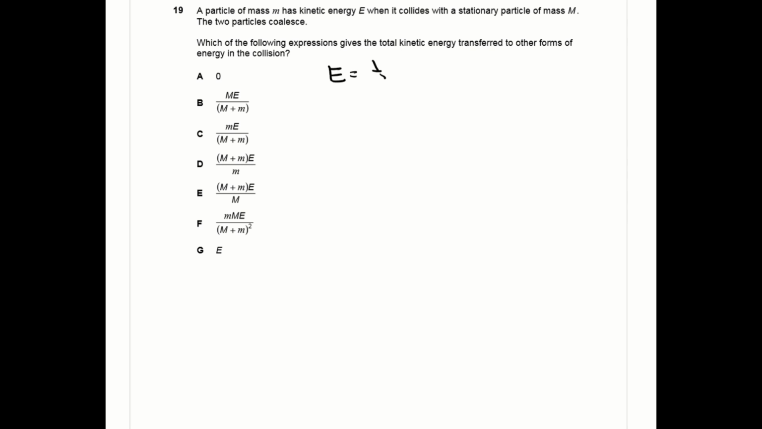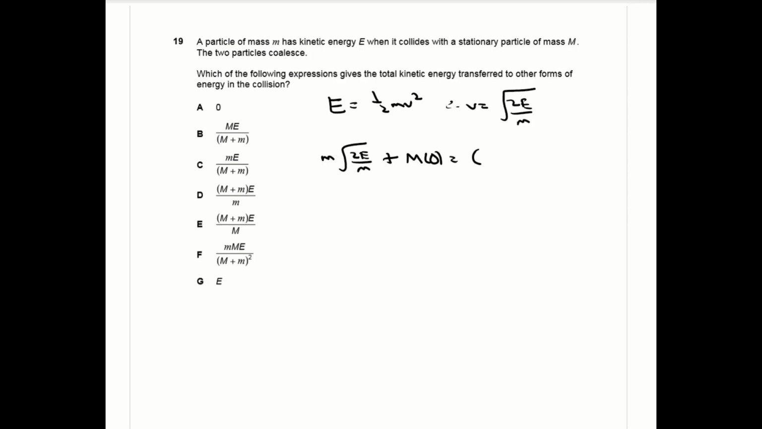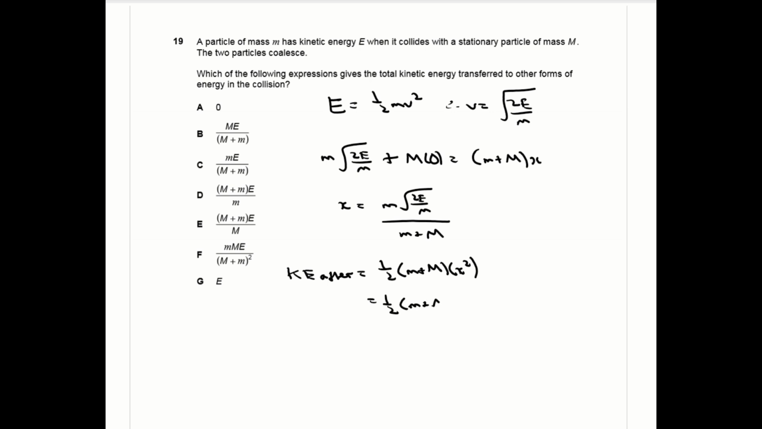So for question 19, the initial kinetic energy of the particle of mass m is big E. And you can write big E as equal to half mv squared, giving v is root 2E over m. You can then plug this into the equation for conservation of momentum, writing x as the velocity of the coalesced particles after they collide. And you can then obtain an expression for x in terms of m, big M, and E, where x is m root 2E over big M over m plus big M.